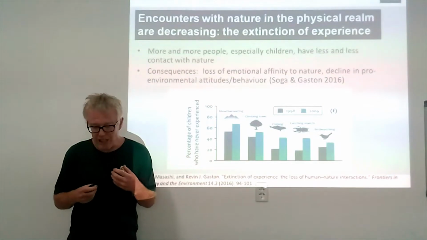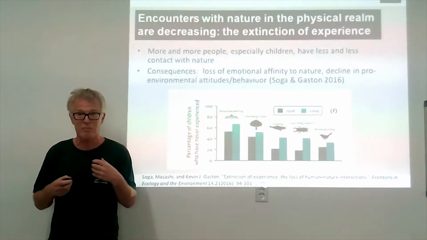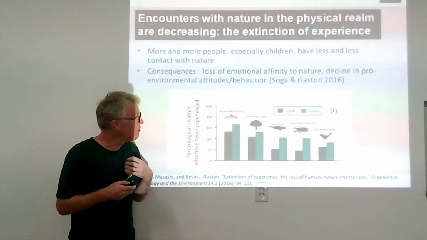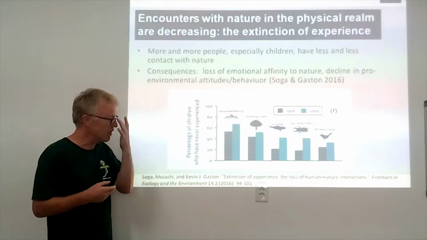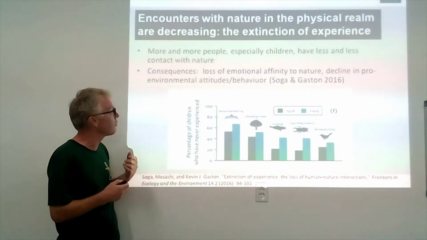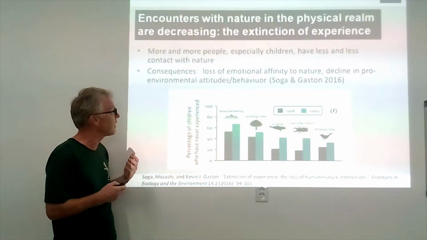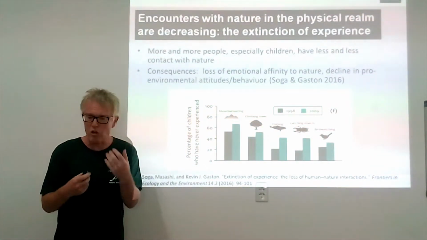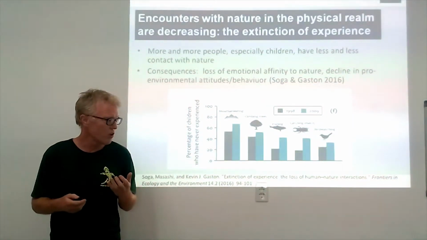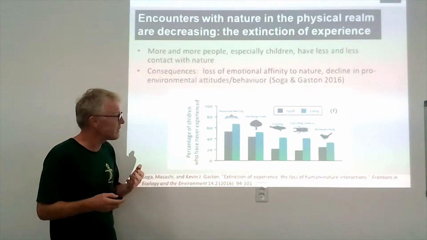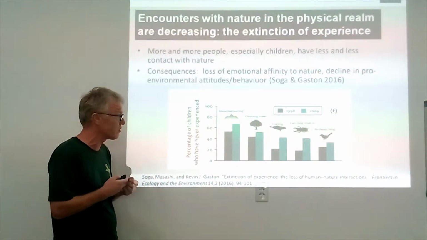Now, there have been some very interesting trends with respect to encounters in the representational and the physical realms. First of all, encounters in the physical realm are decreasing. This is something that scientists have been calling the extinction of experience. More and more people, especially children, have less and less contact with nature. The consequence is a dissociation from the natural world, potentially affecting our environmental attitudes and behaviour, with serious consequences for conservation.